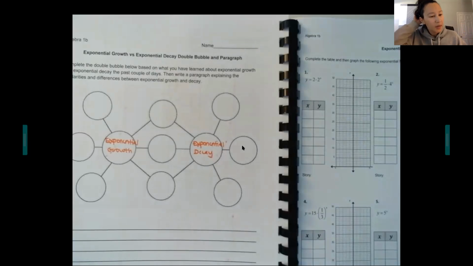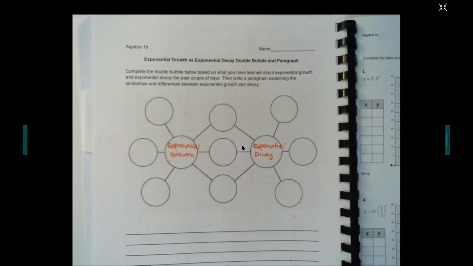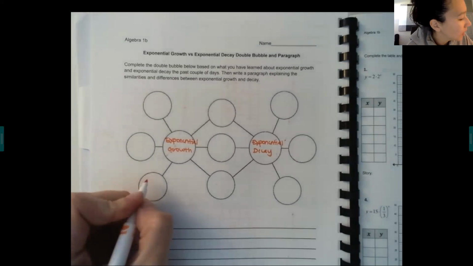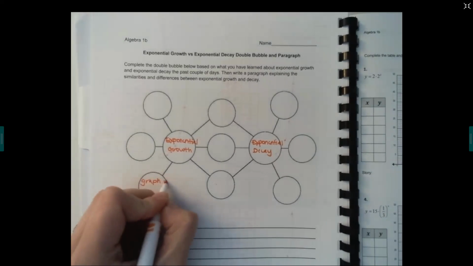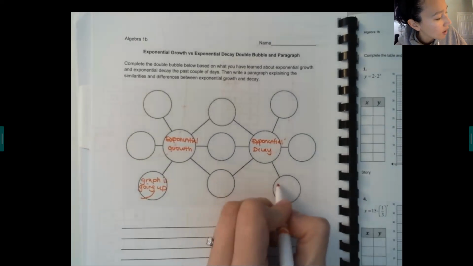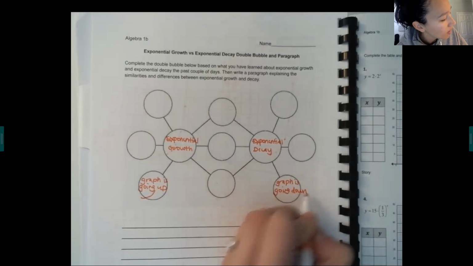Okay, so what do you guys have? For one of them, I felt like it was the adding and then not the one that goes different ways. One's going down, one's going up. Yep. So we could say graph is going up for exponential growth. And we can sketch a picture, right? Going up. And then for decay, our graph is going down. Very good, Dakota.